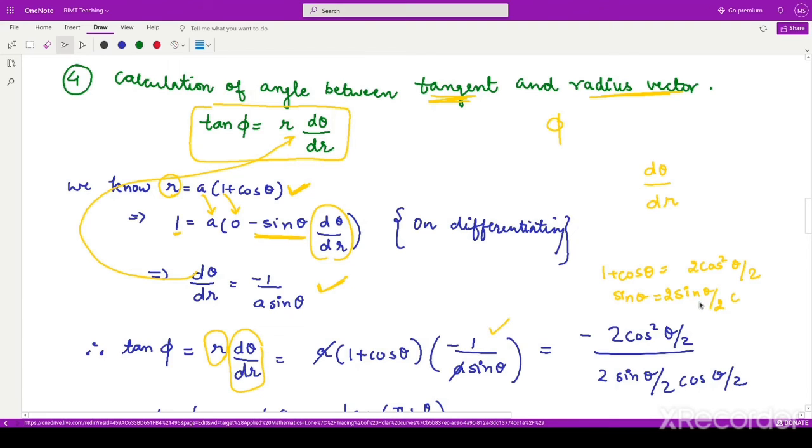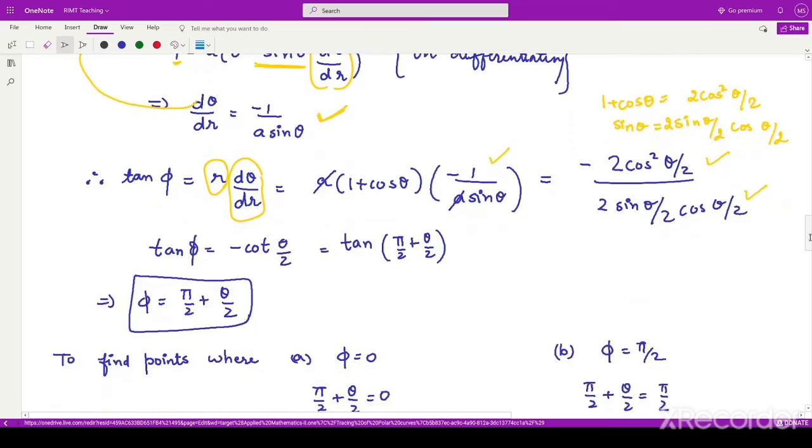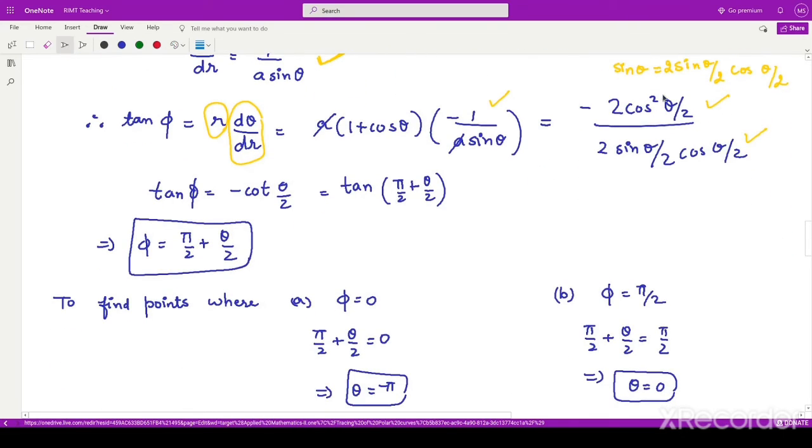So I am using these two expressions here. Instead of 1 plus cos theta, I have 2 cos square theta by 2, and instead of sine theta, I have 2 sine theta by 2 cos theta by 2. So this 2 and 2 cancel, and 1 power of cos theta by 2 cancels with this one. So you are only left with cos theta by 2 divided by sine theta by 2, and that to negative. So negative cot theta by 2.